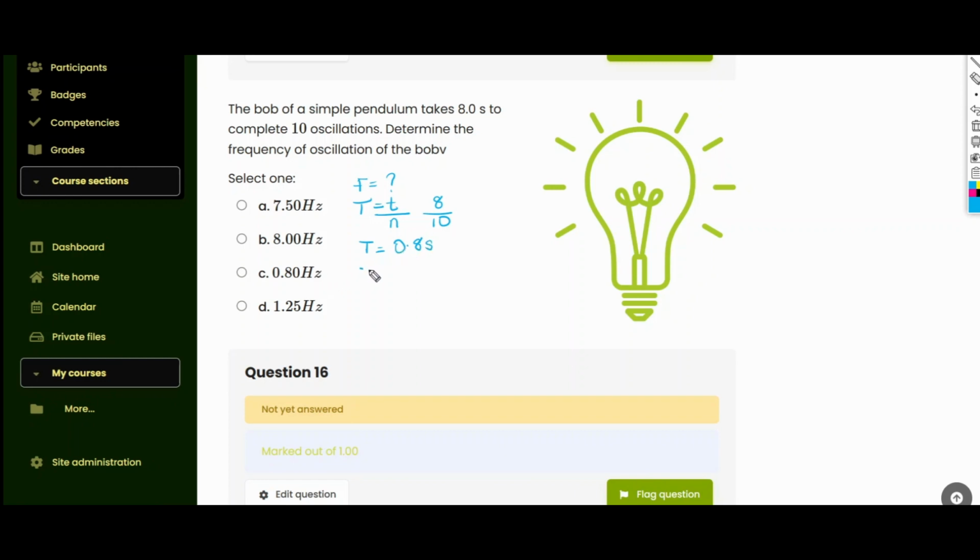So to get the frequency, we know frequency is the reciprocal of the period. So 1 over 0.8. In the calculator, this is about 1.25 hertz.